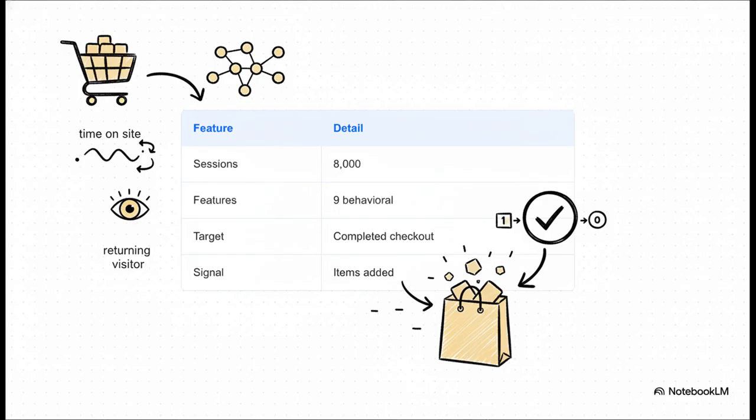It probably doesn't shock you that sessions where people actually put stuff in their carts end up in a completed checkout way more often than sessions with empty carts. Her target label is straightforward, just a binary 1 or 0. Did they check out or didn't they? So why does this matter for your own projects? Because identifying that dominant signal right out of the gate is absolutely crucial. It saves you from chasing ghosts in the noise later on.